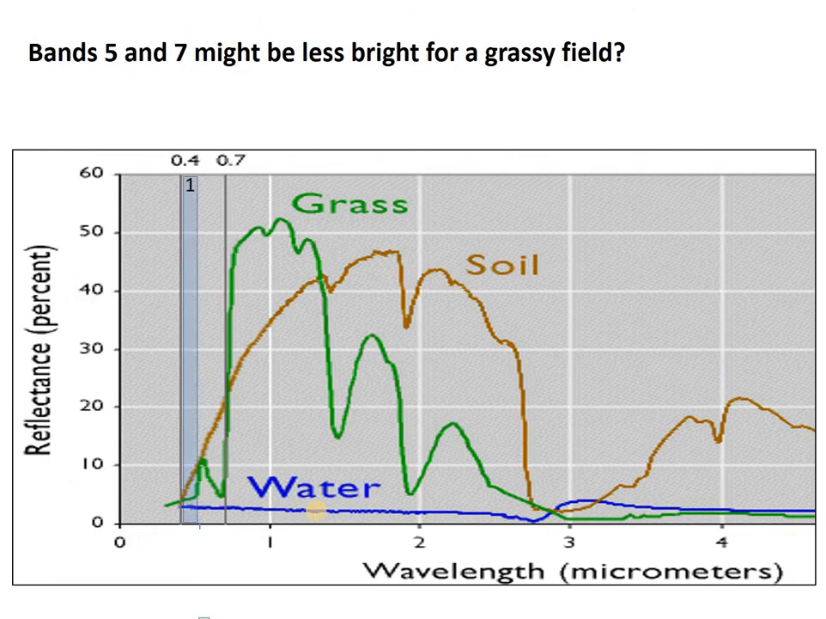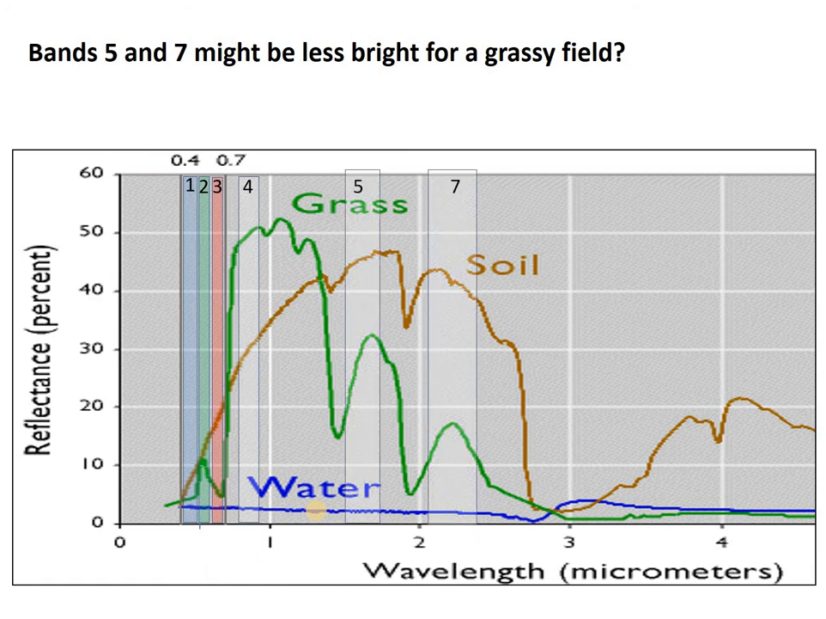In fact, they might be especially attractive because if we look at the reflectance spectra of grass versus soil, grass is green and soil is brown, we see that soil tends to be very reflective in band 7, but grass tends to be not so reflective. So perhaps if there's some grass on those fields and we render the image with band 7 or band 5, maybe it won't be so bright and so saturated.